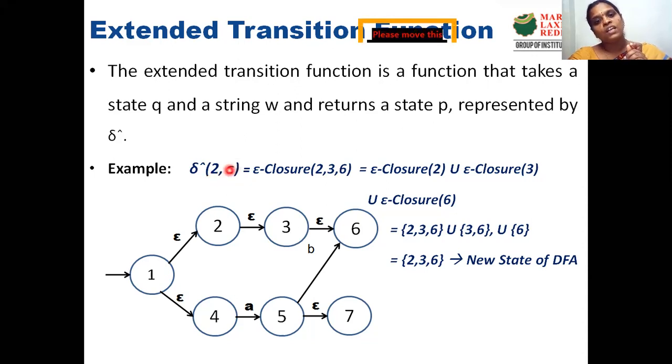So here, on epsilon, 2 is moving to 2, 3. From 2 itself, it is moving to 2, 3 and 6. So we'll be finding the epsilon closure of these 3 states, that is, epsilon closure of 2 union epsilon closure of 3 union epsilon closure of 6. Finally we get the states 2, 3, 6, and this set we'll mark as a new state of the DFA.